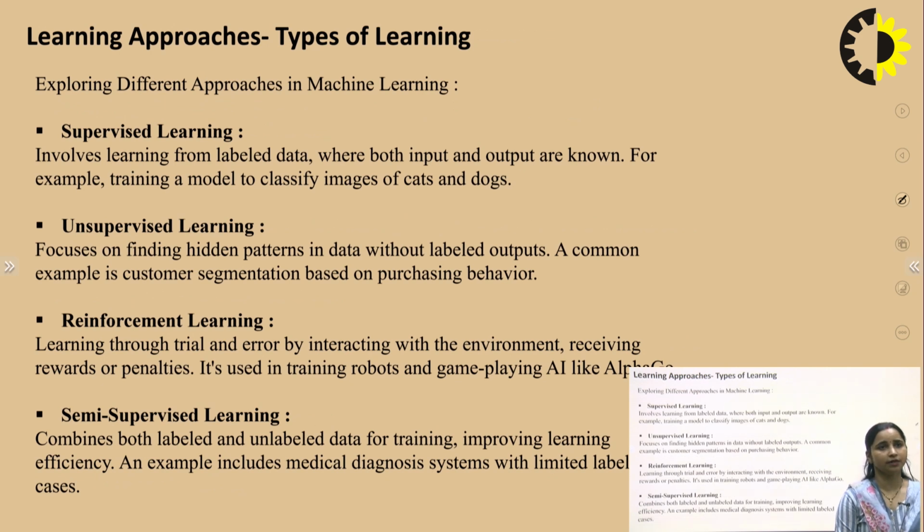Then we come to the learning approaches, or the types of learning. There are 4 types of learning. Basically, there are 3 types of learning: supervised, unsupervised and reinforcement learning. But there is one more, semi-supervised learning, which is the 4th category.